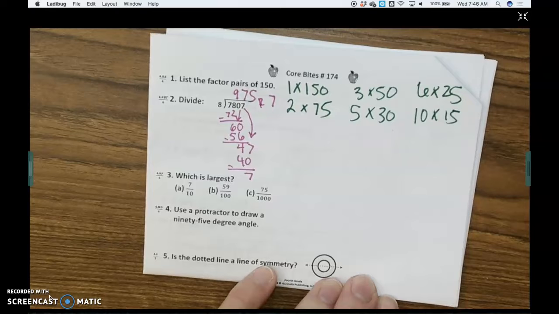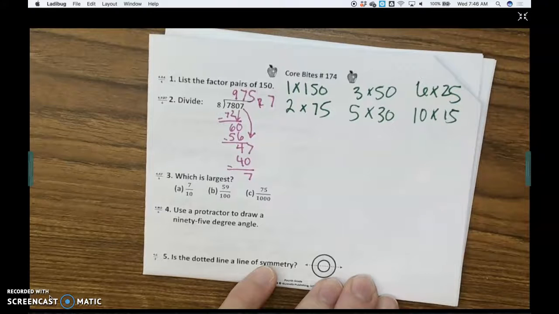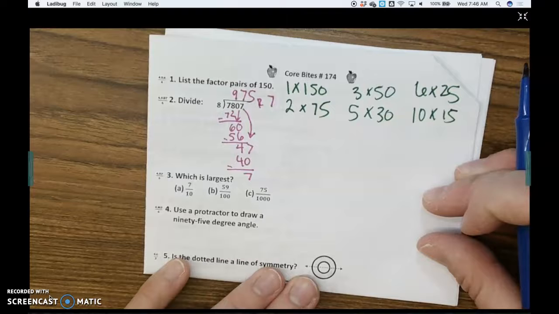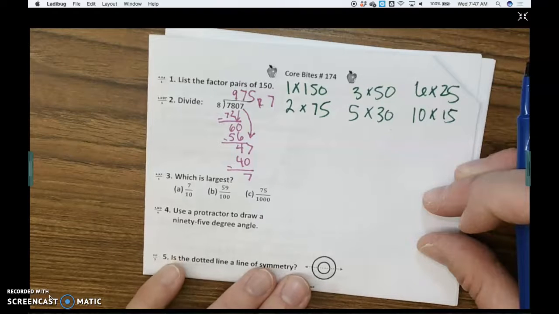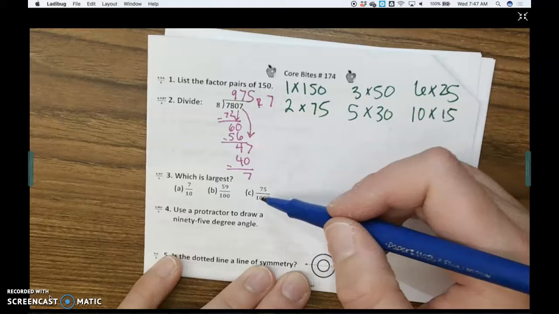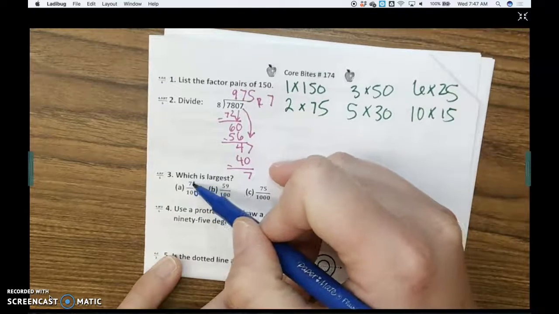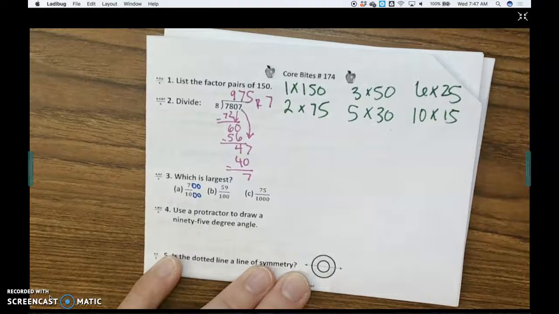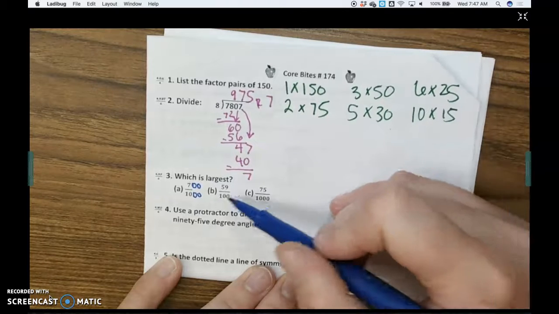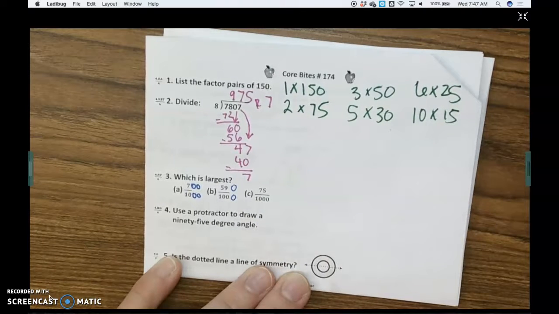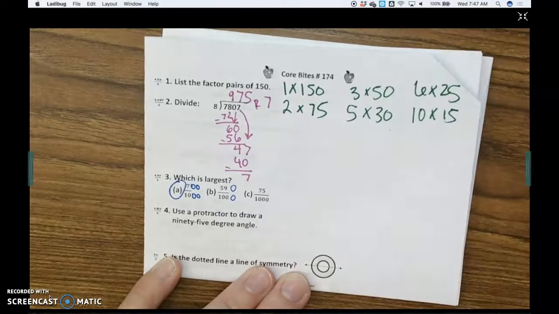For number 3, which fraction here is largest? We have 7 tenths, 59 hundredths, 75 hundredths. So what you need to think about is making them all the same. If you added 2 zeros to make it 1,000, you'd have to add 2 zeros here. That's 700 over 1,000. So if you want to get this to 1,000, you'd add 1, so that'd be 590. So the largest one is 700 over 1,000.